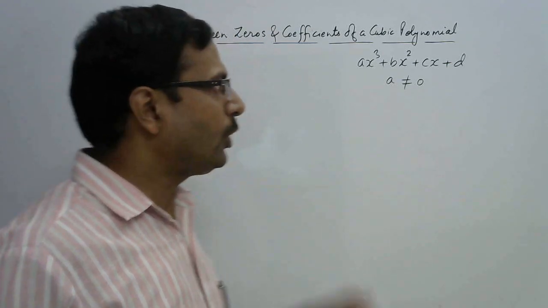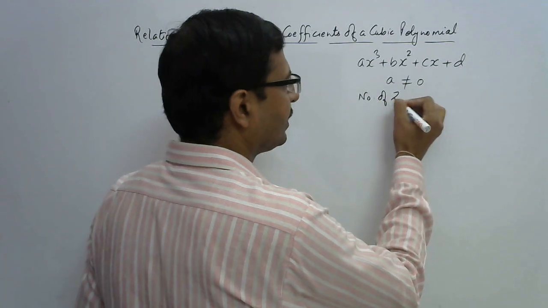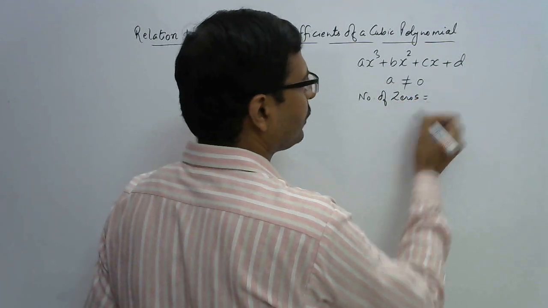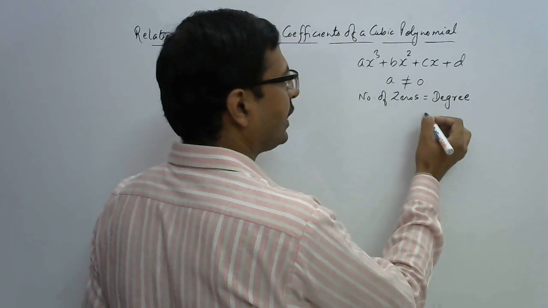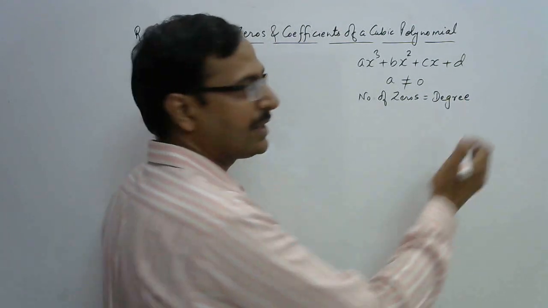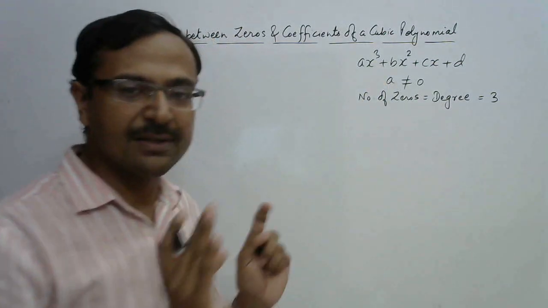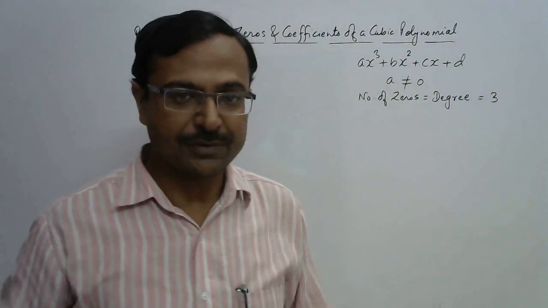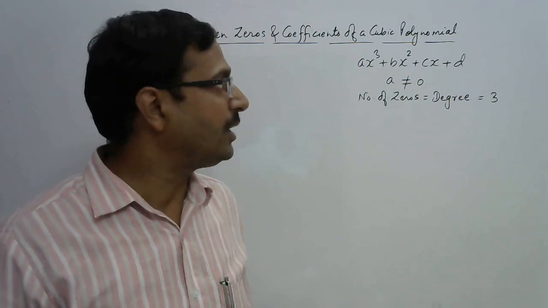Now for a cubic polynomial, the number of zeros is always equal to the degree of the polynomial. So number of zeros in this case is equal to 3 because the degree of the polynomial is 3. So there are 3 zeros of this polynomial, or you can say roots of the cubic equation.